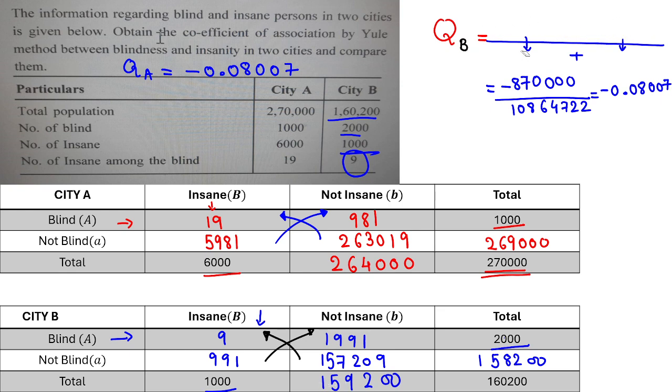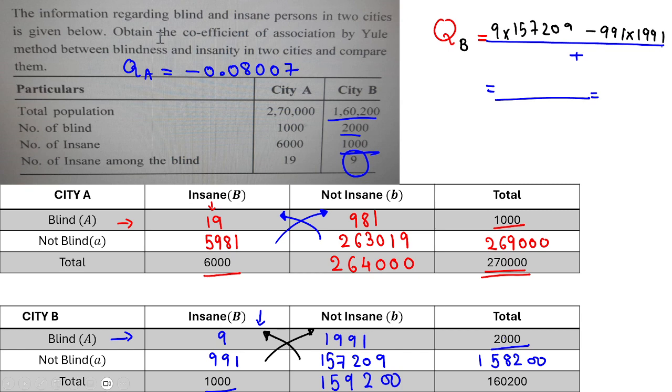What are the values in the numerator and the denominator? Let's recalculate the same thing for B. For B, I will multiply 9 with 157209. So 9 into this, and I'll do M plus, and then 1991 into 991. Whatever is the answer, I'll do M minus. Right? So it is 991 into 1991. If I do M minus, and then if I do MRC, my answer is minus 558200.